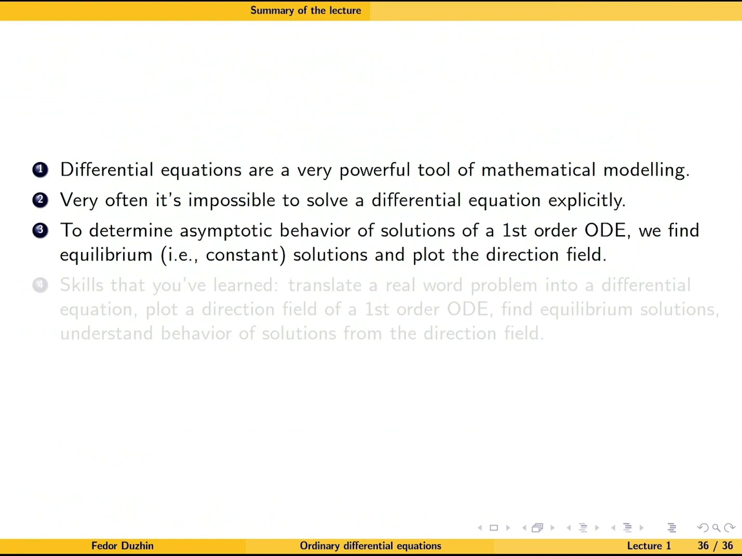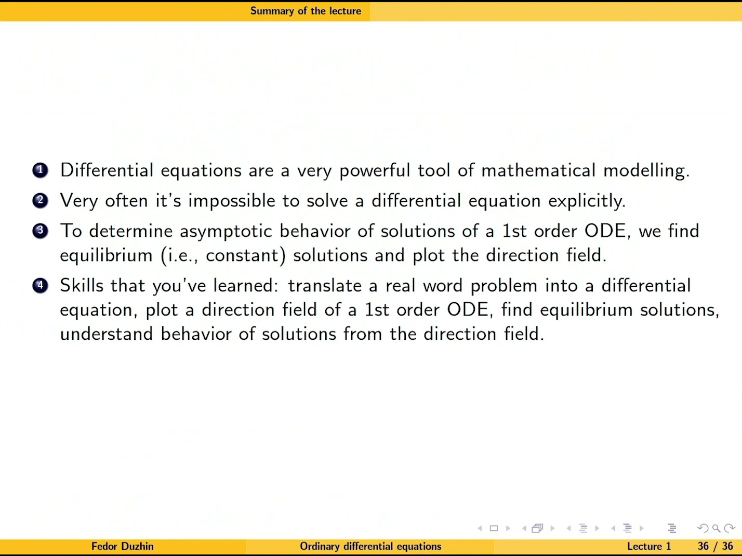But even if we cannot solve it explicitly, to determine the asymptotic behavior of solutions, meaning when t approaches infinity, we can find equilibrium solutions, and then we can plot the direction field and look at how solutions approach, whether they approach equilibrium solutions or not. And hopefully you have learned the following skills: at least some basic ideas about how to translate a real-world problem into a differential equation, how to plot a direction field of a first-order differential equation, how to find equilibrium solutions, and how to understand the behavior of solutions.